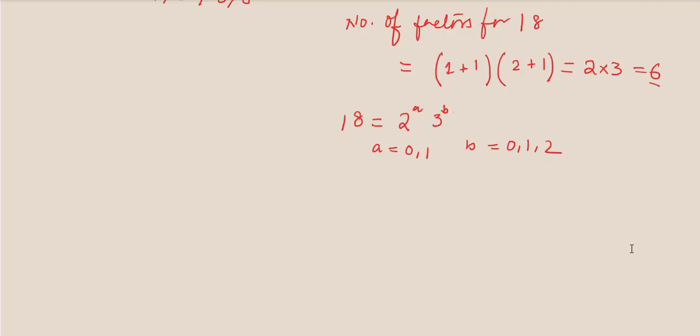So if we want to find out what are the possible factors of 18, what we need to do is put the values of A and B in this place and we would find out the factors. Let's say first of all A is 0 and B is 0. Then what will we get? 2 to the power 0 multiplied by 3 to the power 0, and that's 1. 1 is a factor of 18.